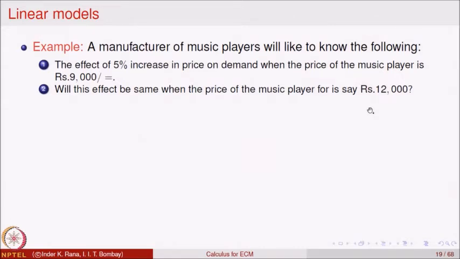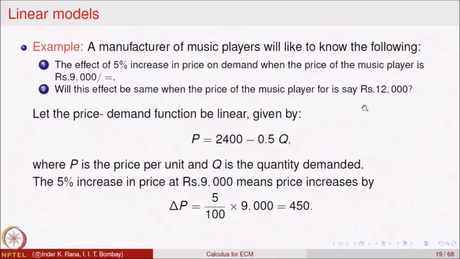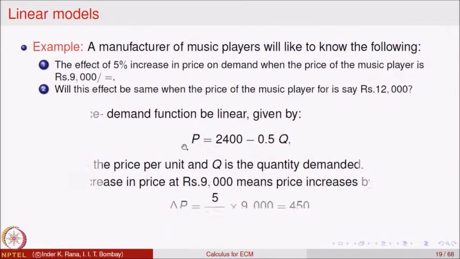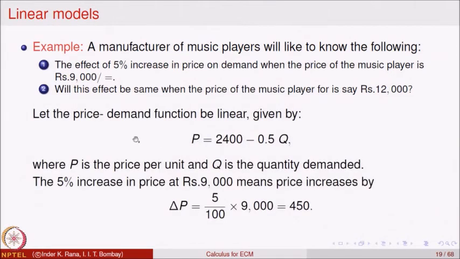So, to answer these questions, we have to first know how the demand and supply are related to each other. So, let us say we know that the price and demand function is related by this equation. So, that is a linear equation. P is the price and Q is the quantity demanded. So, this is related by this equation.